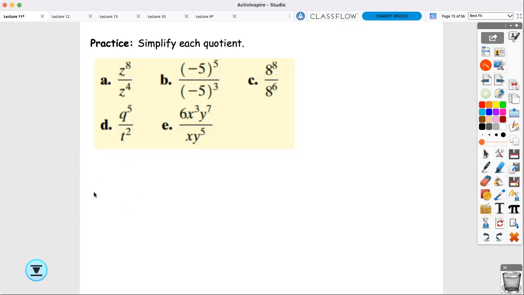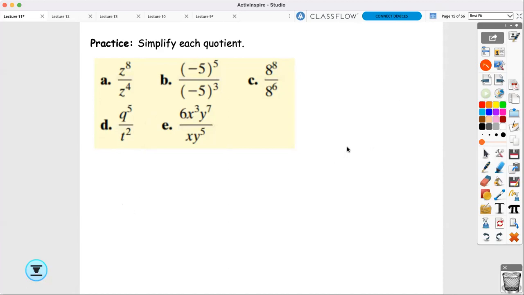Let's go ahead and input our answers for B. Remember to simplify if possible. Excellent. Positive 25 is correct. Excellent, guys. Any questions on the process for B? All right, let's go ahead and move on.